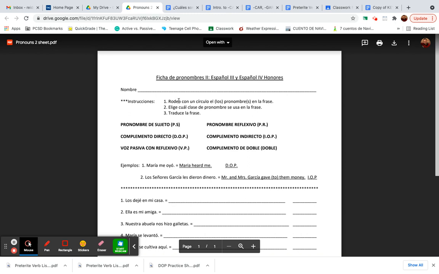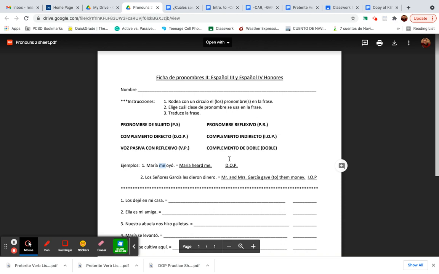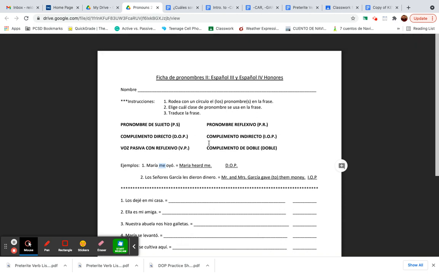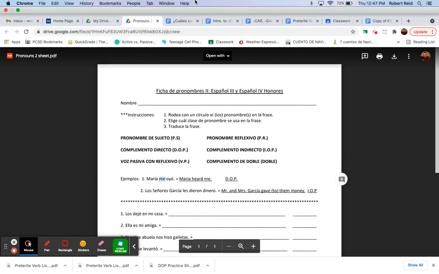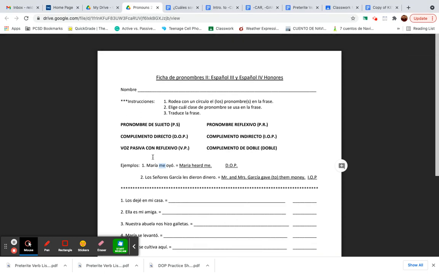So it says circle the pronoun. So in the first one here, what we circled in class as an example, this is a pronoun. What kind of pronoun is that? You have to figure that out on your own. But remember, when you're doing these, that's a direct object pronoun, DOP. But when you're dealing with DOP, direct object pronouns, and indirect object pronouns, you always concentrate on the subject and the verb first.